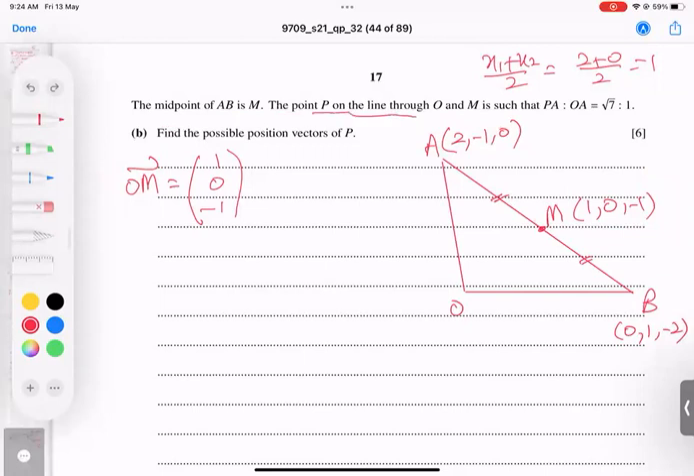Point P lies on the line O to M. Wait a minute, O to M, the point P lies somewhere. Let's say P lies here. And the distance from P to A is √7. P to A gap means a line, a green line, I join.